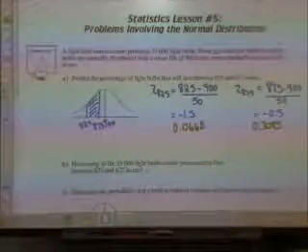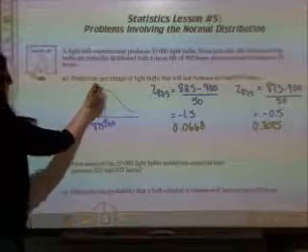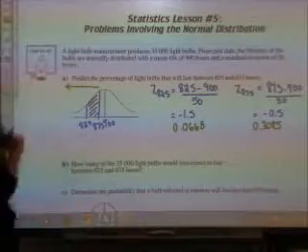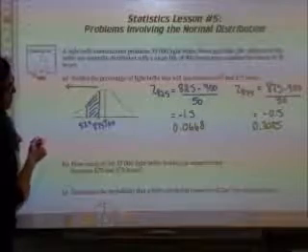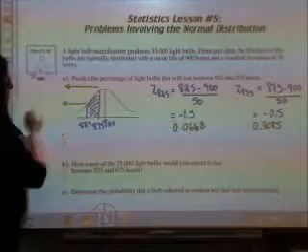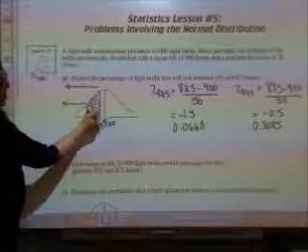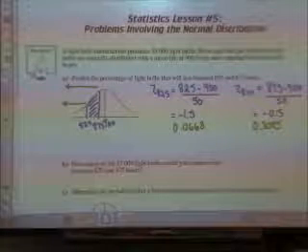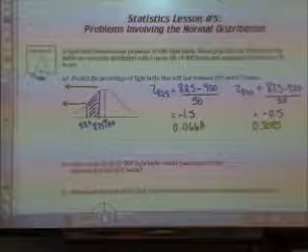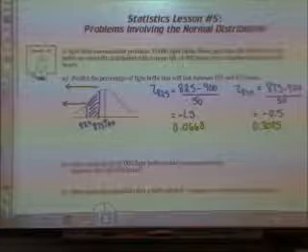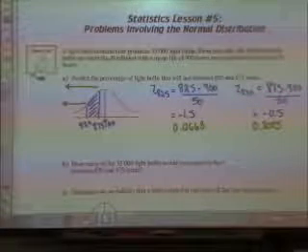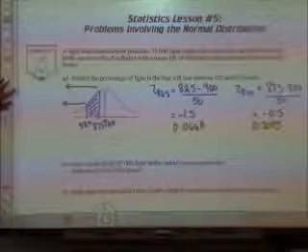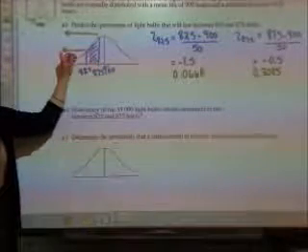So this 0.3085, that's the area from this point to the left, and the 0.0668 is from this point to the left. So the area in between, how would I find out the area I have shaded in blue? What would I do with these two areas? Would I add them? I would subtract these two areas.